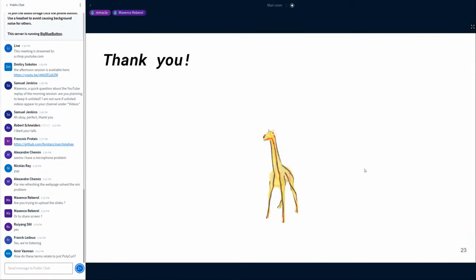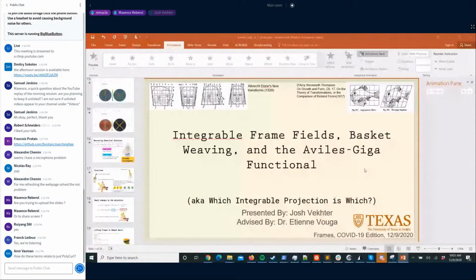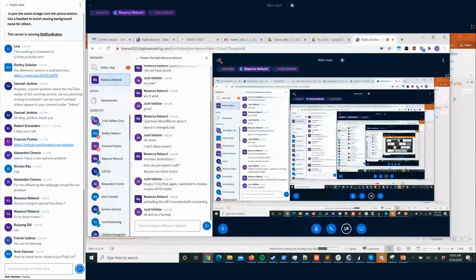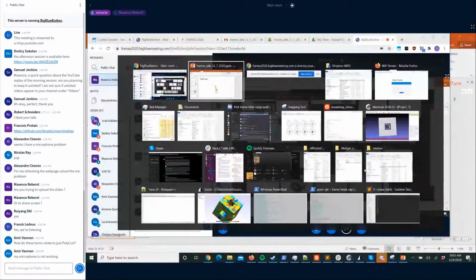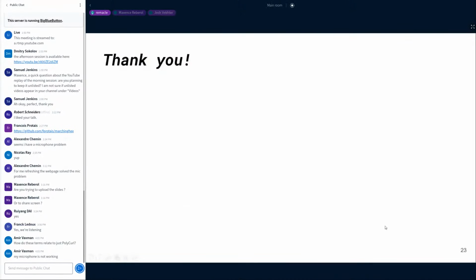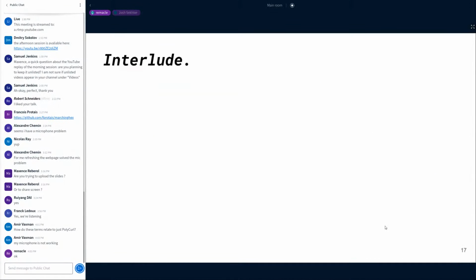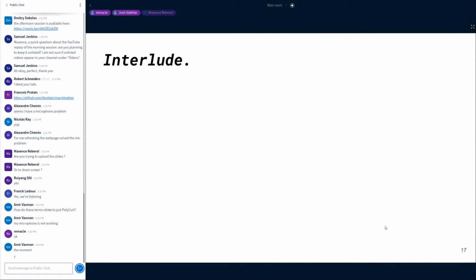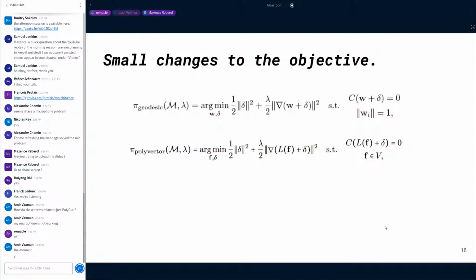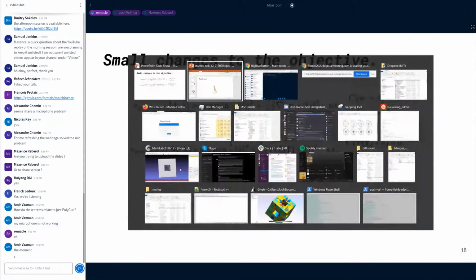There is one from Amir Waxman in the chat. So the question is, how do these terms relate to just polycurl? Which terms? The moments. Can you see the chat? I have to exit screen sharing, I think. I can exit screen sharing. Okay, so the terms are the moments.